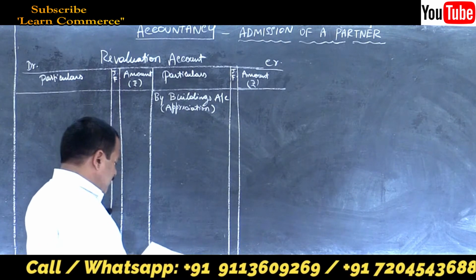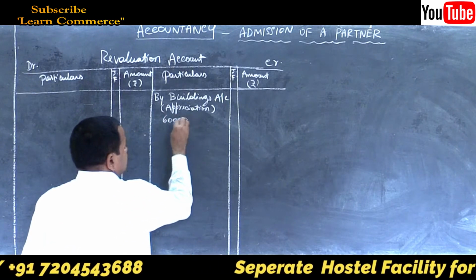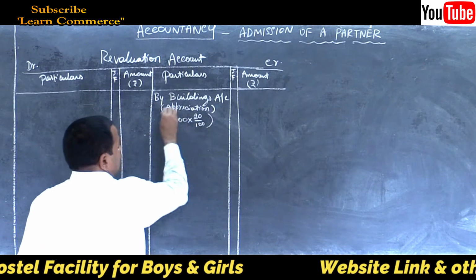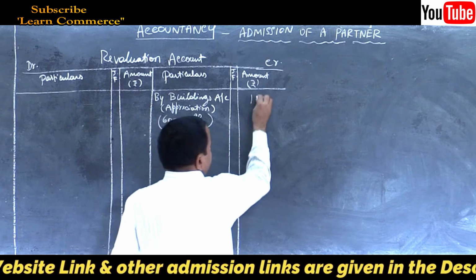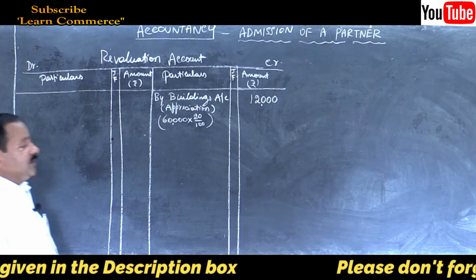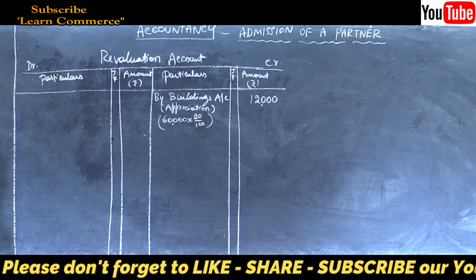Write the amount, how much it is. The value of the building was 60,000, into 20%. So calculate: 6 twos are 12, so it will be 12,000. Write the amount in the amount column. This is the amount increased in the value of buildings, a profit to the firm.